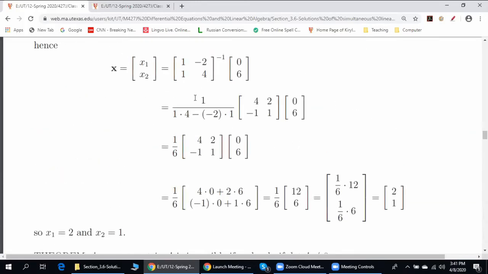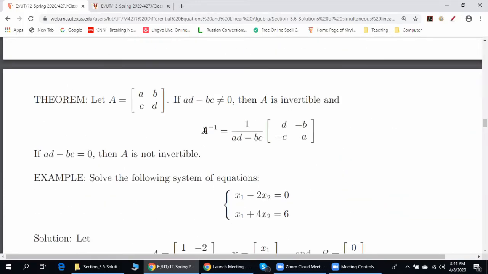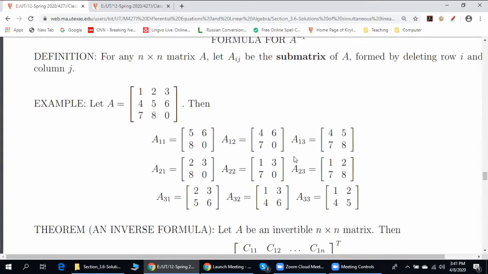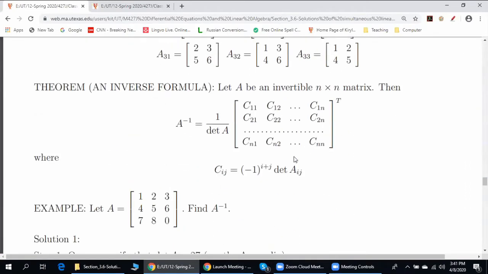Okay, now let us go back to this formula. So this formula works if A is a 2 by 2 matrix. Question, is it possible to generalize it? The answer is yes, but now generalization is kind of tricky. Part number 1 is the same, 1 over determinant. But part number 2 is kind of convoluted.